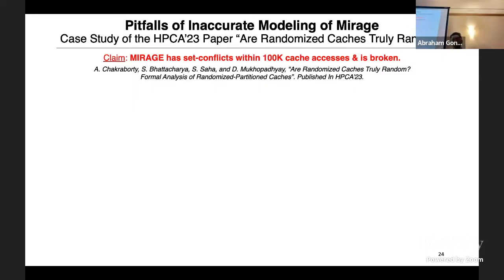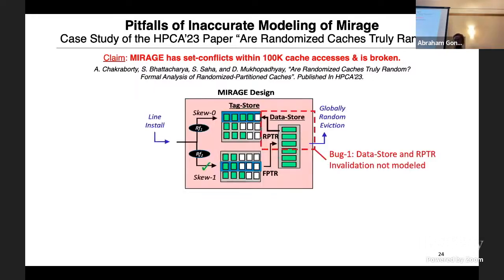The reason I bring this up is that there was a recent paper that demonstrated set conflicts in Mirage within a few 100,000 cache accesses, and claimed that Mirage is broken. But there are a few pitfalls of not modeling Mirage correctly. What we discovered is that they didn't model the global evictions, similar to our FireSim model. And while that's okay to model the performance, that's not okay to model the security.